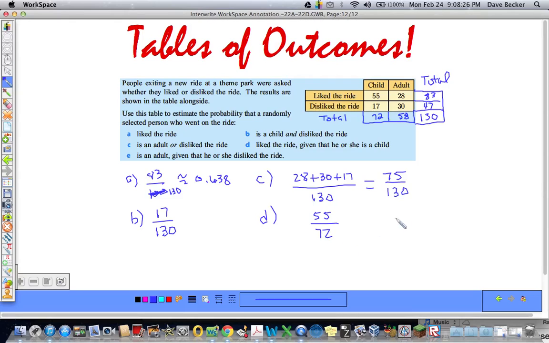Then the last one is an adult given that he or she disliked the ride. Well, that's kind of weird. So first of all we know the group that we are looking at are the ones who disliked the ride. So there was only 47 of them. So this is going to be out of 47. And then how many of those who disliked the ride were adults? And that would be 30. So sometimes a table can be very, very helpful.